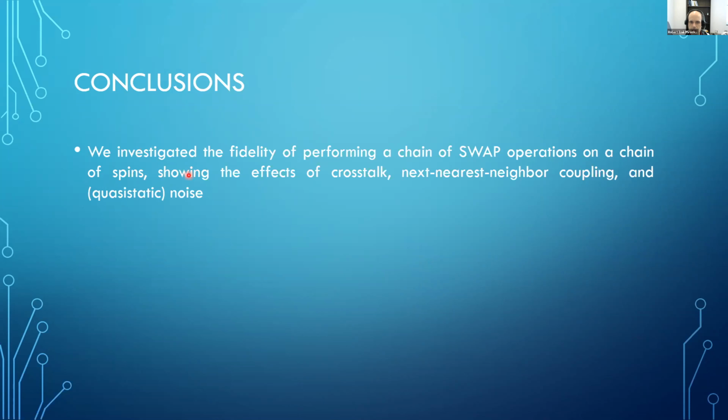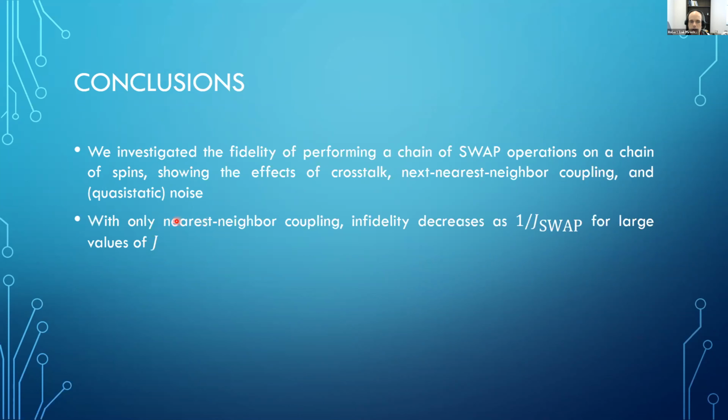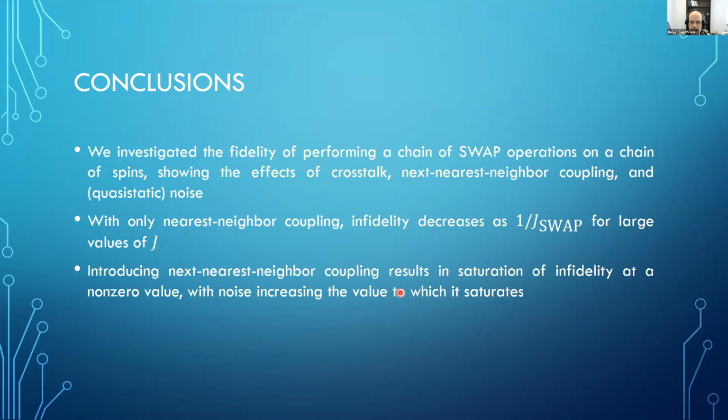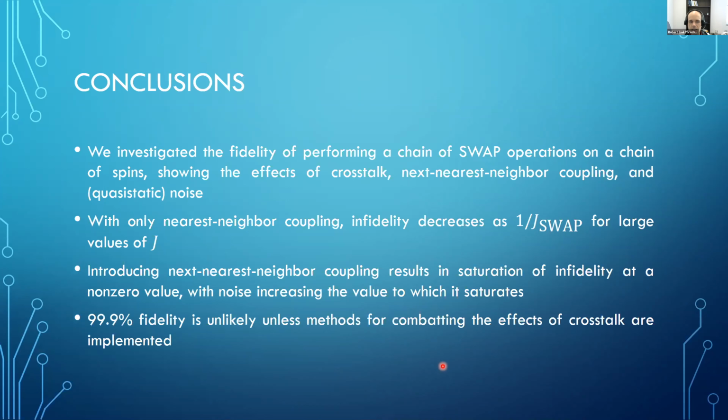In conclusion, we investigated the fidelity of performing a chain of swap operations on a chain of spins, showing the effects of crosstalk, next nearest neighbor coupling, and quasi-static noise. With only nearest neighbor coupling, infidelity decreases as roughly 1/J swap for large values of J. Introducing next nearest neighbor coupling resulted in a saturation of infidelity at a non-zero value, with noise increasing the value to which it saturates. As I said a few moments ago, 99.9% fidelity is unlikely unless methods for combating the effects of crosstalk are implemented. That's everything, and thank you for your attention.